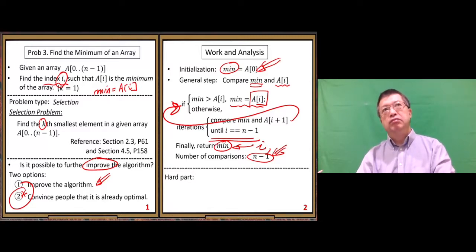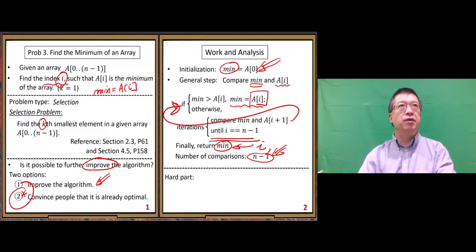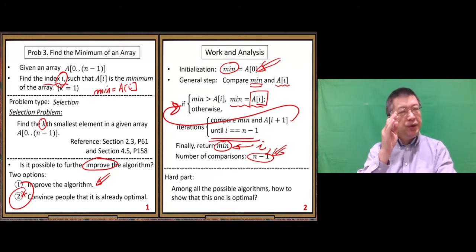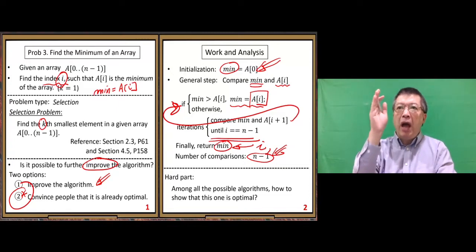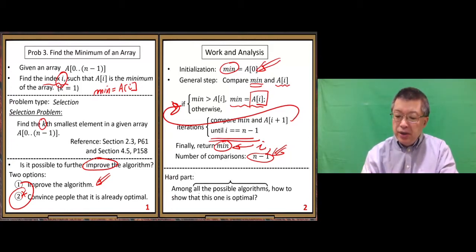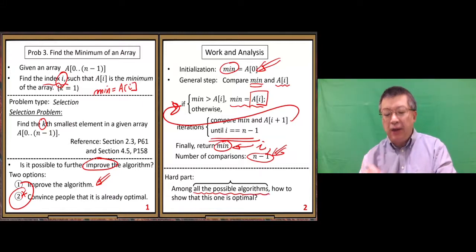The second option is pretty hard. Why is it so hard? Because we need to convince people that among all the possible algorithms to solve this particular problem, here the minimum problem, this one is optimal. How do you show that? The hard part is, how do you get this part? All possible algorithms. How do you exhaust all the possible algorithms? Nobody can exhaust all the possible algorithms to find the minimum.